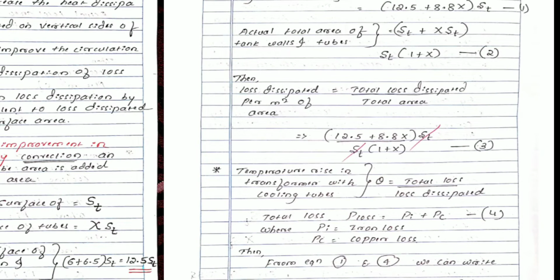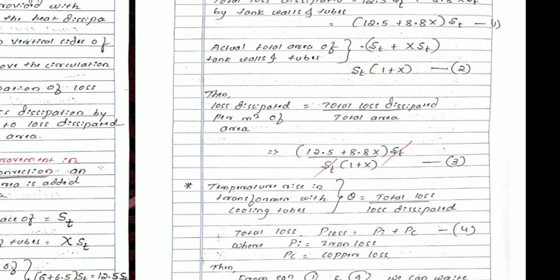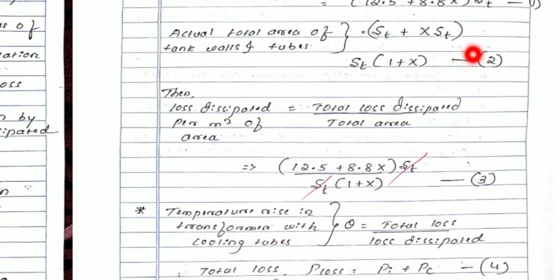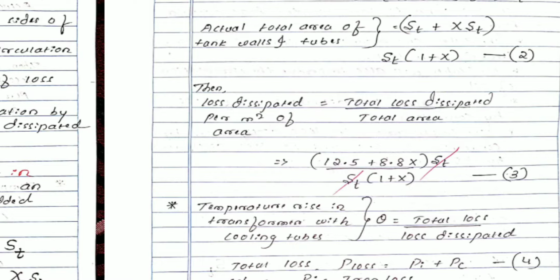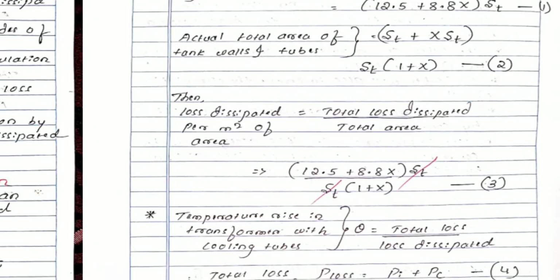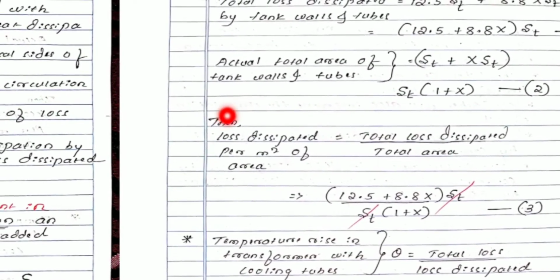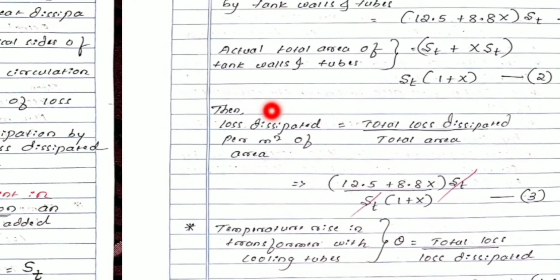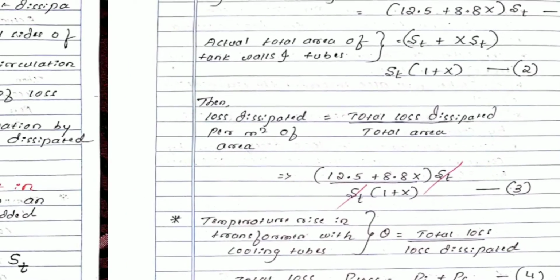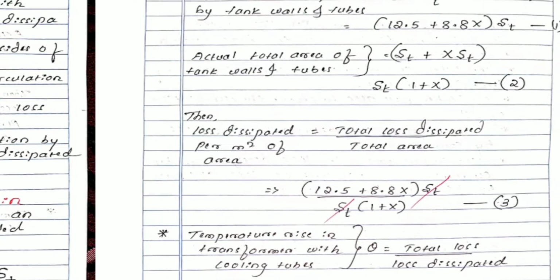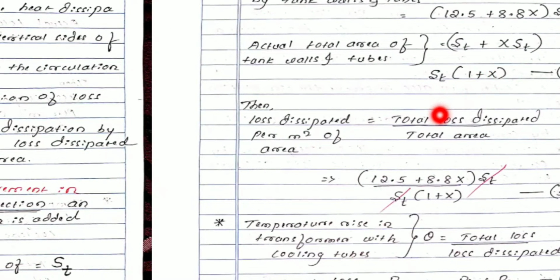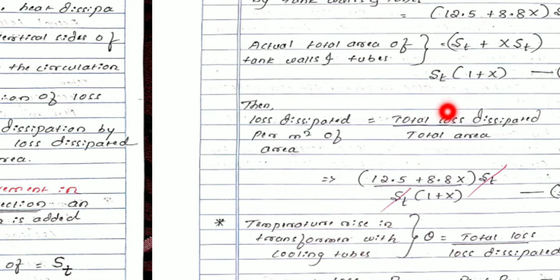One more important thing: the actual total area we got, and the total loss dissipated through the radiation or convection process we also got, in the first equation as well as the second equation. Finally, what I would like to calculate next is how much loss is dissipated per square meter of area. For a particular area, how much loss is dissipated, I am considering here. This will be the ratio of the total loss dissipated, either through the radiation and convection process, to the total actual area.